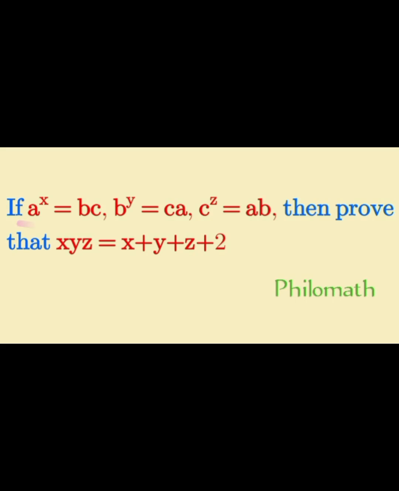If a to the power x is equal to bc, b to the power y is equal to ac, and c to the power z is equal to ab, then prove that x into y into z is equal to x plus y plus z plus 2.